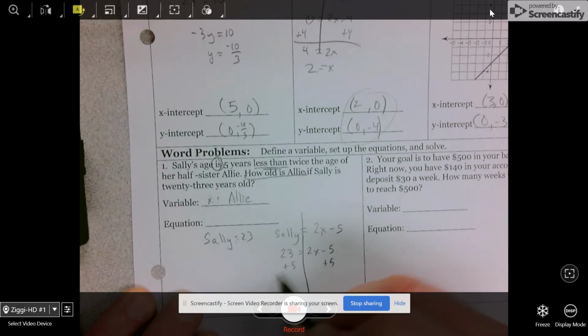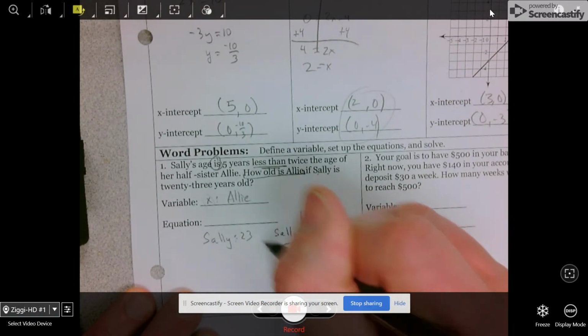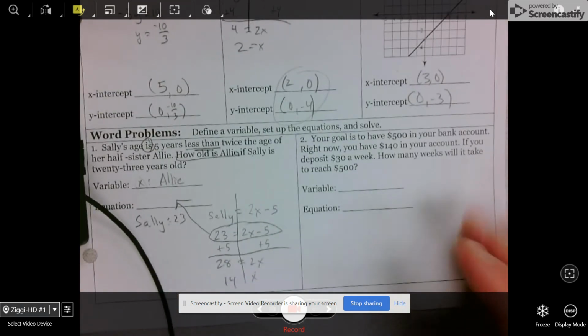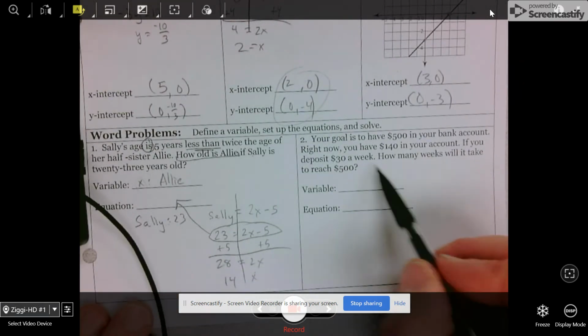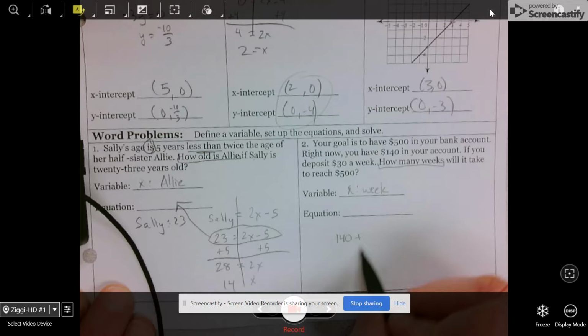Goal is to have $500 in your bank account. Right now you have $140 in your account. If you deposit $30 a week, how many weeks will it take to reach your goal? How many weeks is what I'm looking for? X weeks. Right now I have $140. Every week I deposit 30 more. If I'm doing that multiple times, it's times 30. And I want to be at a goal of 500. There's my equation. You can solve it, see how long it would take.